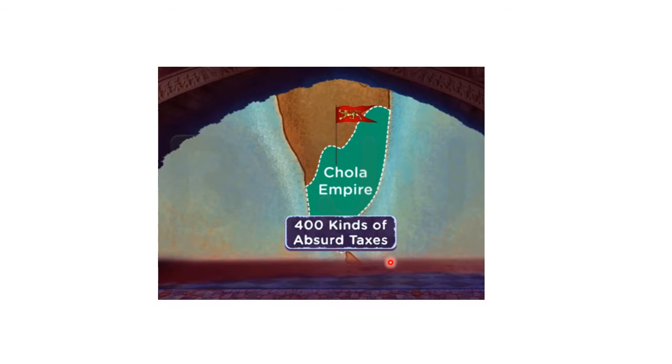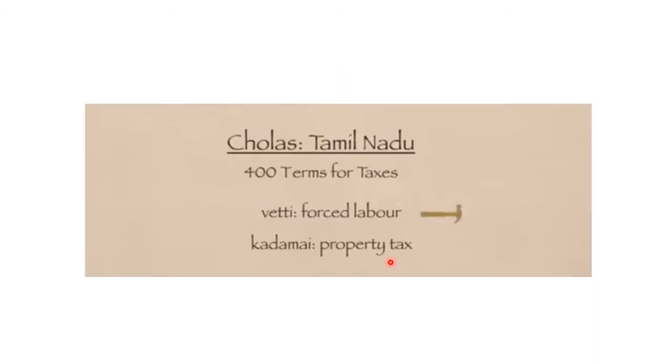So now these rulers collected a lot of tax from the people, and if we look into the Chola kingdom, there were about 400 different kinds of absurd taxes. Sometimes we wonder why they were asking for taxes on this. Now the Cholas, as I told you, collected 400 different kinds of taxes.